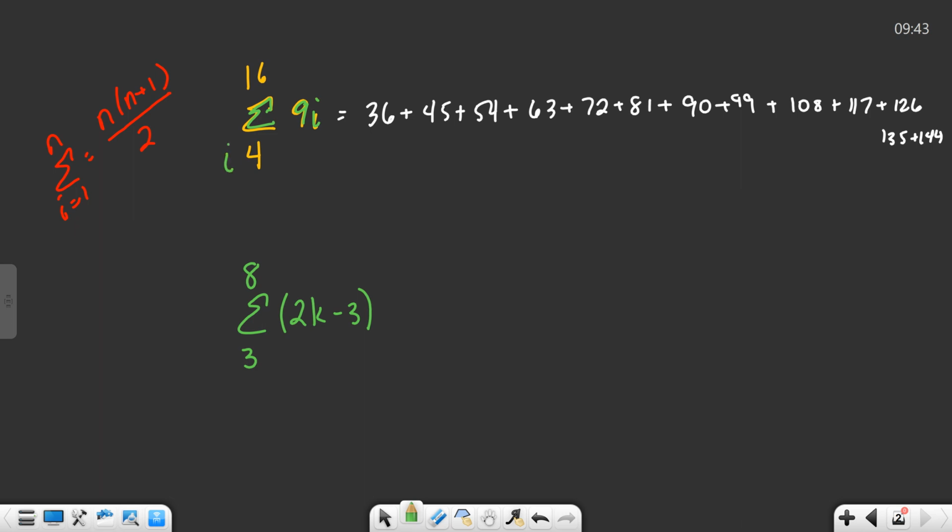So i is going to represent the integers beginning with 4 going to 16. Basically, we're going to plug 4 in for i, and then 5, 6, 7, 8, all the way up to 16. That's what I've done with the numbers written right here. Now this Greek letter sigma means that we're going to add all those values together. I've done that, and if you add all of these numbers written in white, you're going to get 1,170.